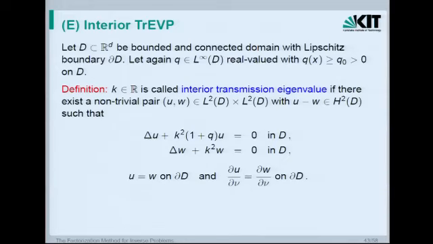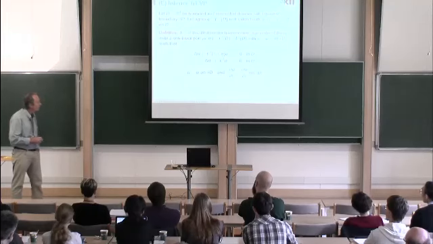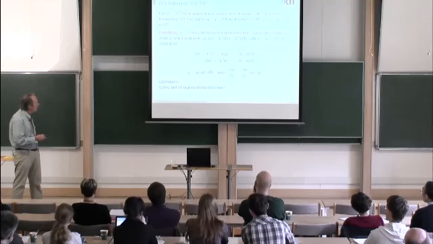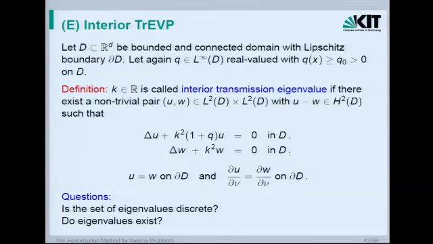Next week there will be a talk by John Sylvester. He weakened this condition. In his talk, q only had to be bounded in a neighborhood of the boundary, but inside it could be arbitrary, change sign, and so on. He will talk on that. The question is: is the set of eigenvalues discrete? Do eigenvalues exist?